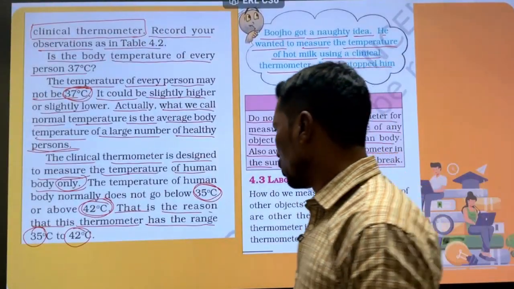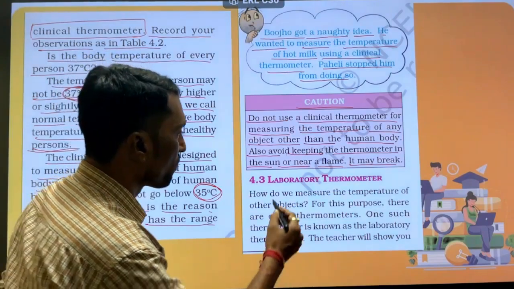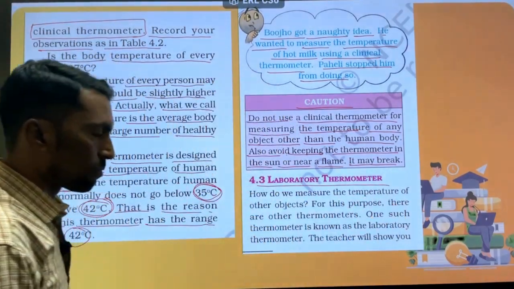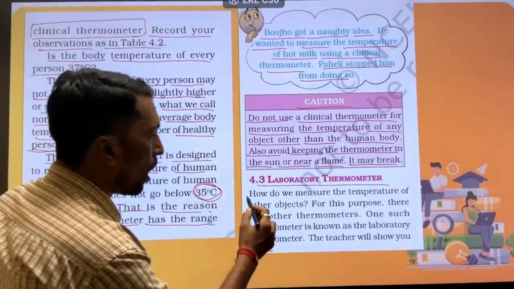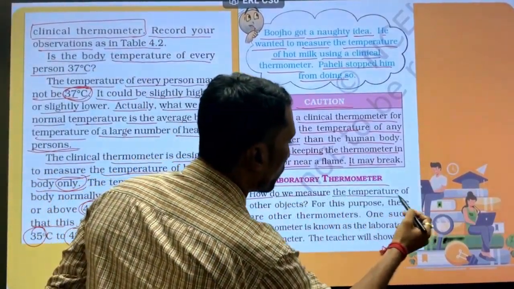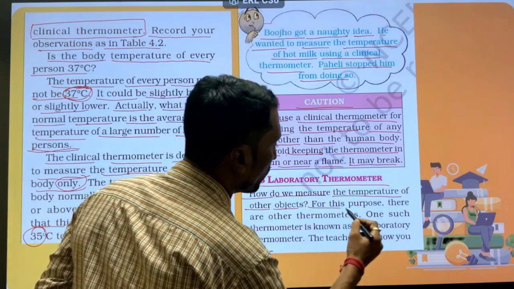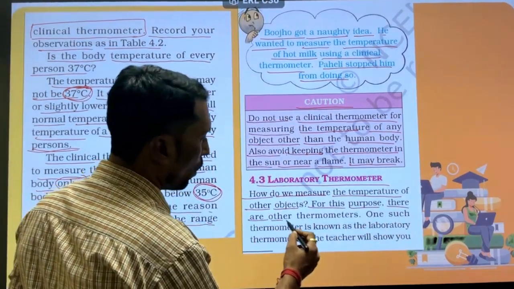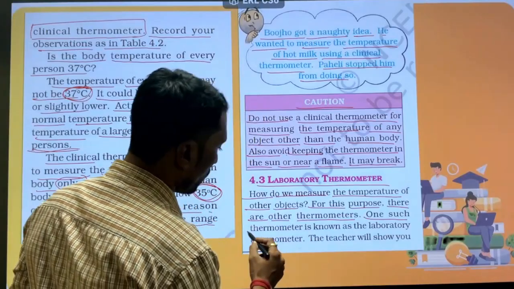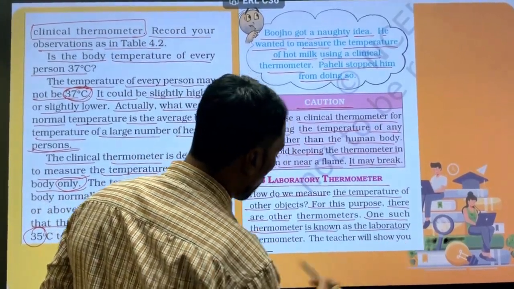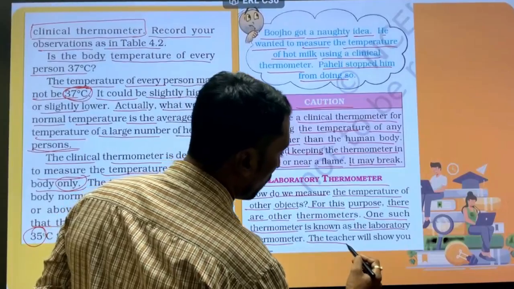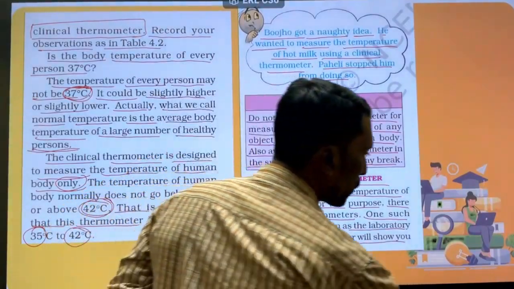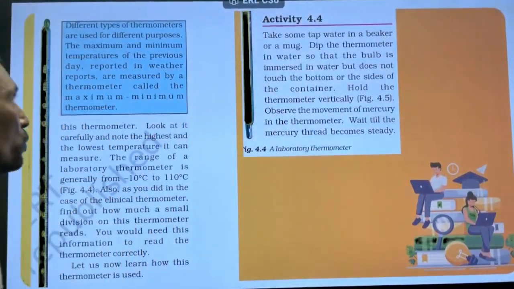Okay, today we discuss the laboratory thermometer. First of all, you have to read how we measure the temperature of other objects. For this purpose there are other thermometers. One such thermometer is known as the laboratory thermometer. The teacher will show you. Yes, okay, no problem. In school they show you that.